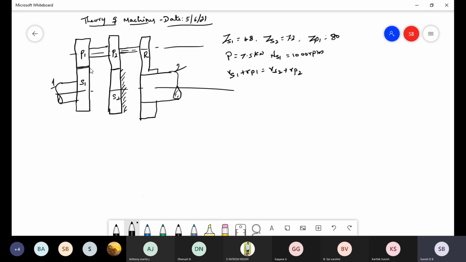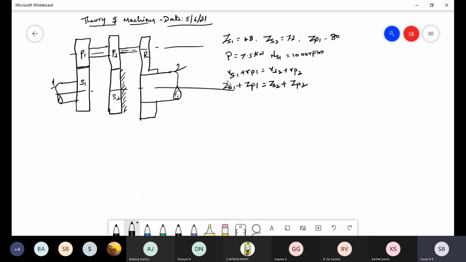Here the pitch is the same for all the gears. Pitch means the distance between two consecutive teeth. Pitch is the same for all the gears, so the radius can be equated to the number of teeth. RS1 is equated to ZS1, RP1 to ZP1, RS2 to ZS2, and RP2 to ZP2.